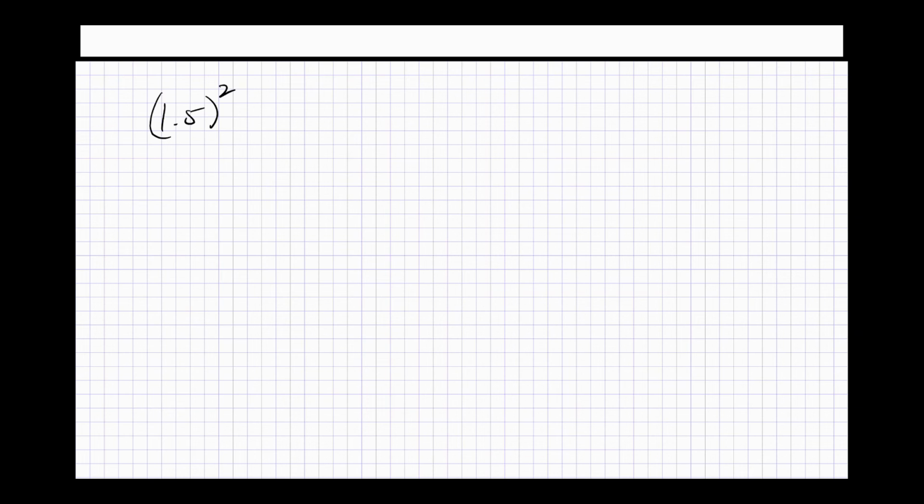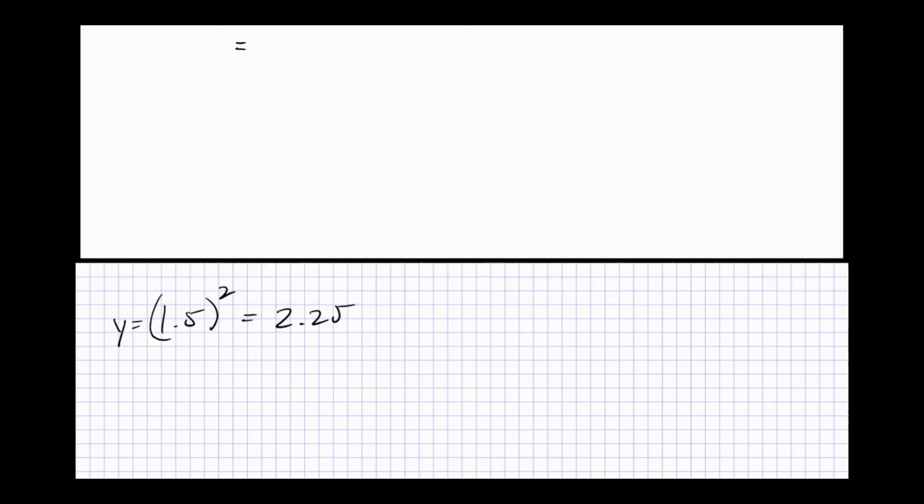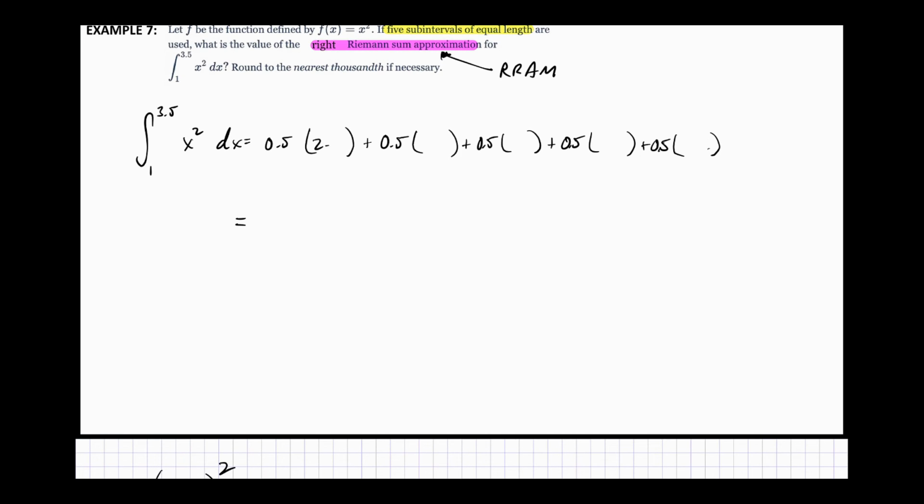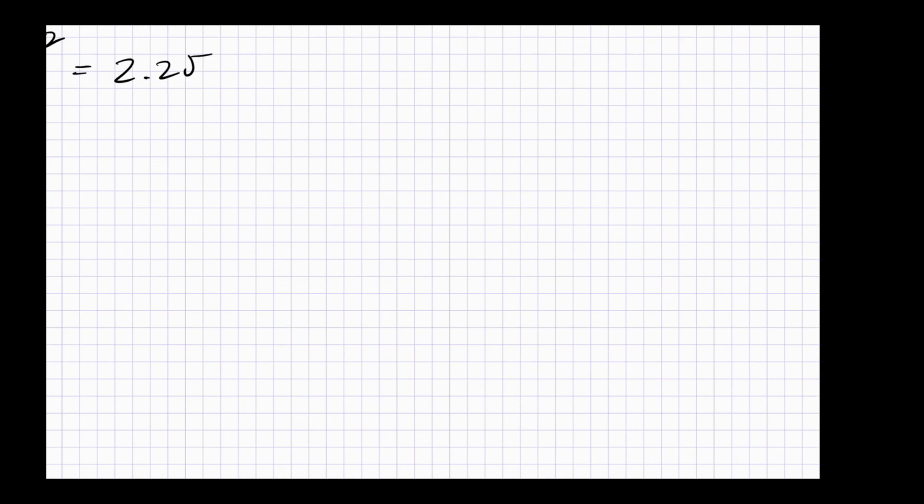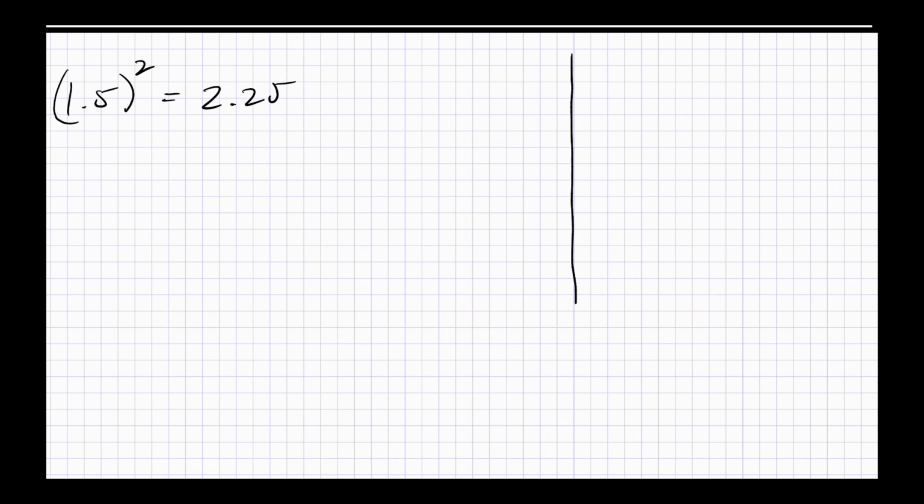To the function, which is x squared, right? That gives us 2.25. That's the height at 1.5. Good. Let me draw a picture to make it a little easier of what I'm talking about.